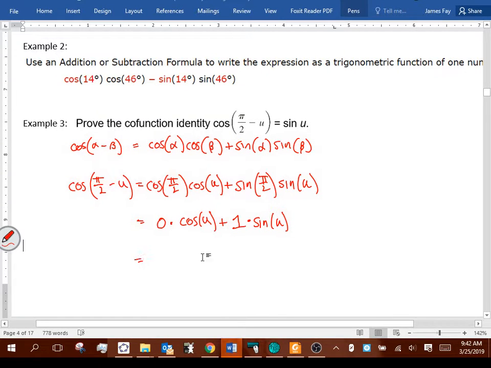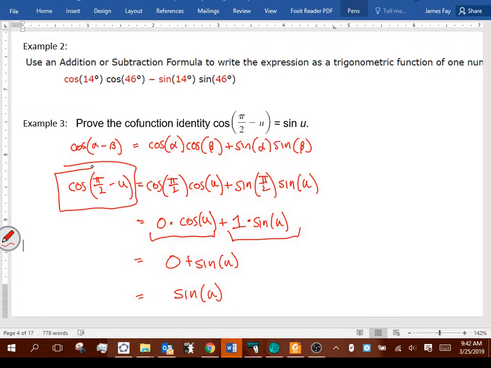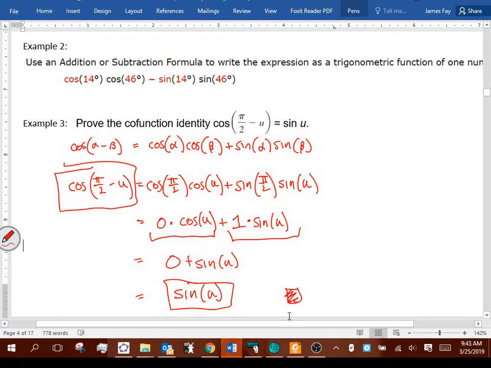But I can start doing a little bit of work here. What's this algebra going to tell me that goes to? 0. This algebra here turns that into sine of u. What's 0 plus sine of u? Just sine u. Did we start with cosine of pi over 2 minus u? Did we get to sine of u? So we've proven it. Okay? You're going to see one of those on your next test. Now, we can do it with sine of pi over 2 minus u is equal to cosine u, that kind of thing. We do it with tangent, cosecant, cotangent, all that kind of stuff.